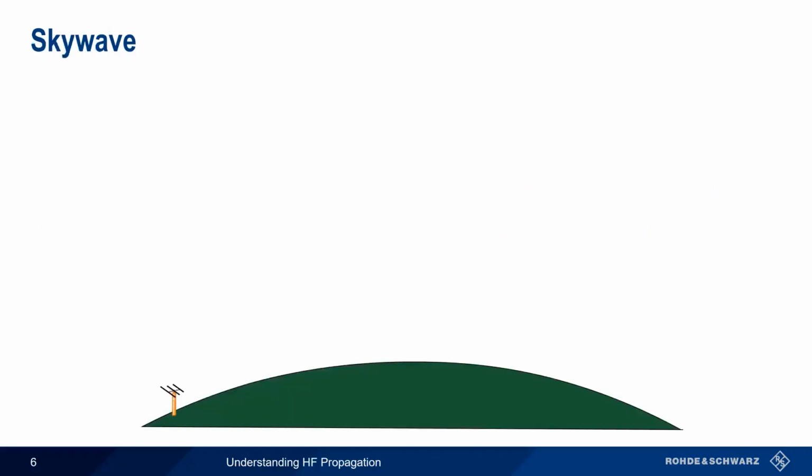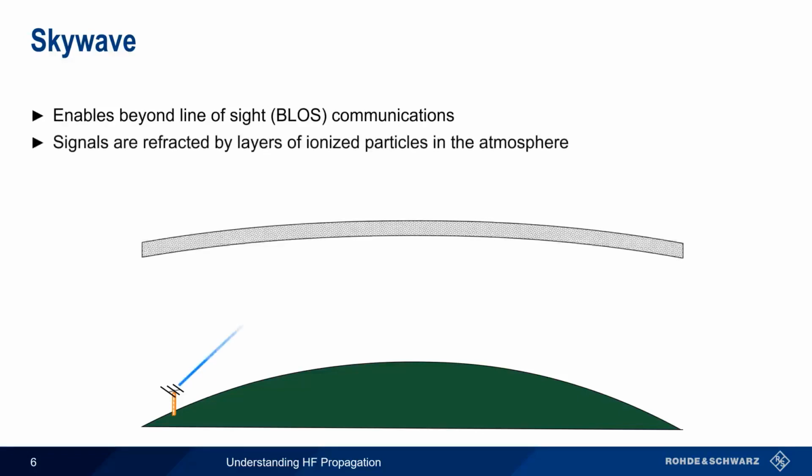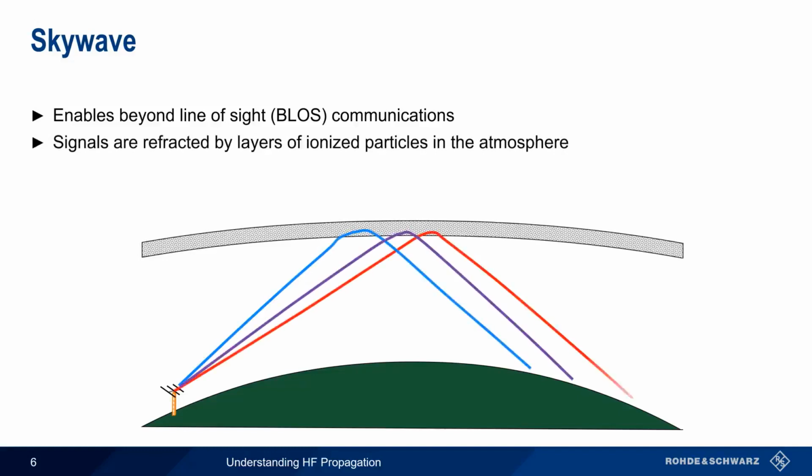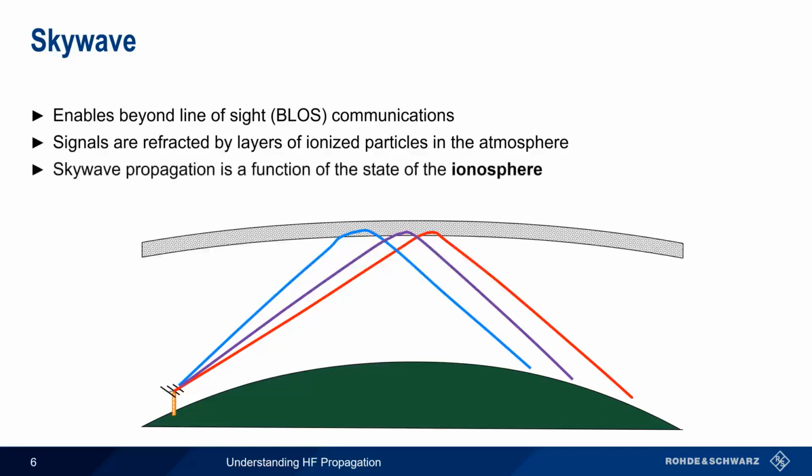One of the most important propagation modes of HF is skywave, because it's skywave propagation that enables beyond line of sight or worldwide communications. In skywave, layers of ionized particles in the upper atmosphere refract HF signals back towards the Earth, allowing communications over many thousands of kilometers. The distances that can be covered by different frequencies are almost entirely a function of the state of these layers of ionized particles, collectively referred to as the ionosphere. In this presentation, we'll explain the different layers of the ionosphere, how the ionosphere is affected by the sun, and how we can both quantify the current state of the ionosphere and predict the future state of the ionosphere.